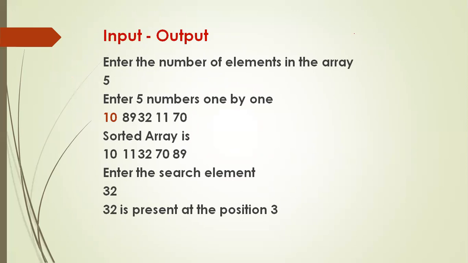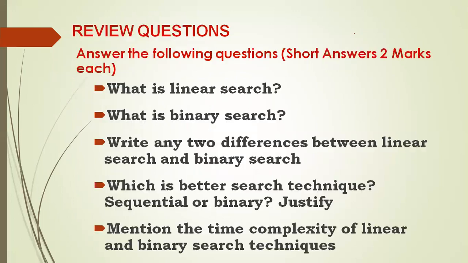Next, input output. Enter the number of elements in the array: 5. Enter 5 numbers: 10, 89, 32, 11, 70. But here the numbers are not in ascending order. The system automatically takes care of sorting because we have written an extra function called sort. So the numbers now become 10, 11, 32, 70, 89. Next, enter the search element: 32. 32 is present at position 3. So this is the algorithm for binary search.